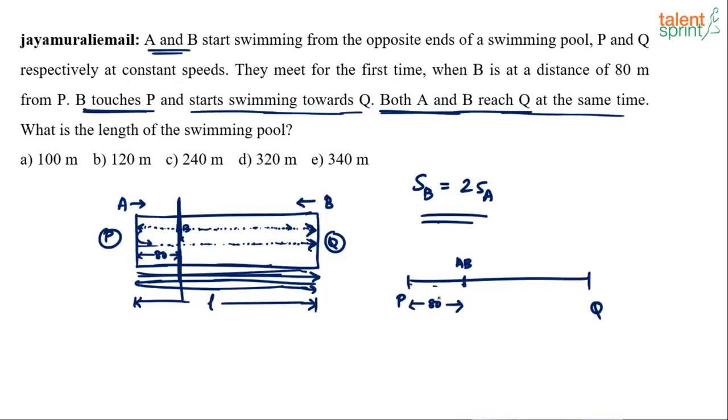Who covered this distance? B. If A has covered 80 meters in some time, in the same time, B should have covered 160 meters, because B's speed is twice the speed of A. B started from Q. A started from P. Both started at the same time. Both are running at constant speeds. So if A has covered 80 meters in some time, in the same time B would have covered 160 meters. So what is the length of the pool? 240 meters.